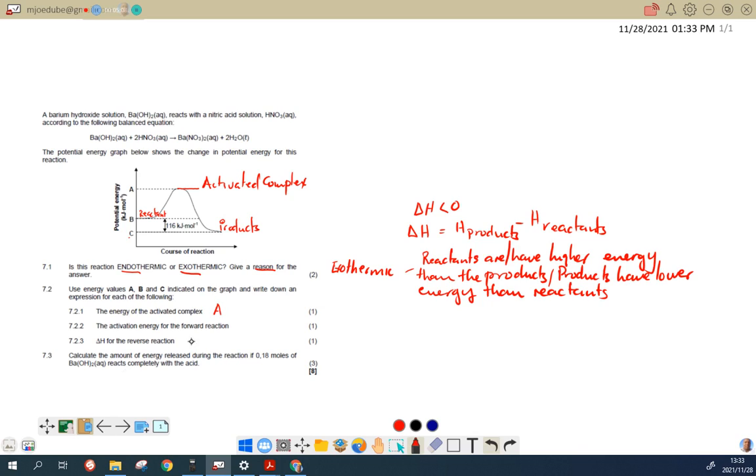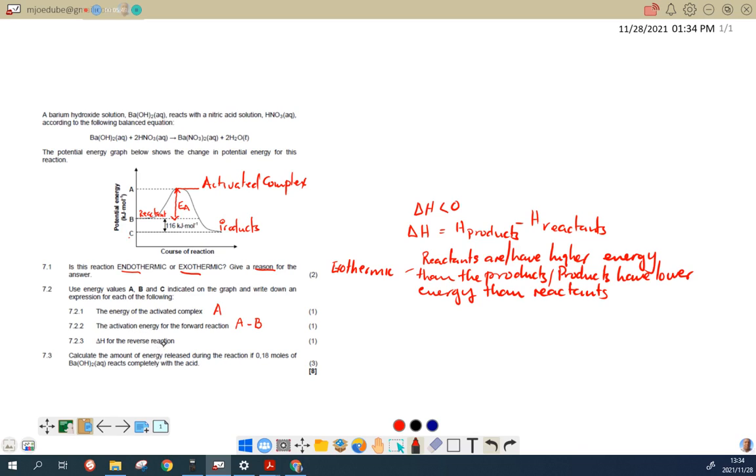So the energy value is A. And then the activation energy for the forward reaction is the difference between the energy that the activated complex has and the reactants. So this EA is going to be our activation energy. So it's going to be the A value minus the value at B. So A minus B gives you the energy of the activation of that process.